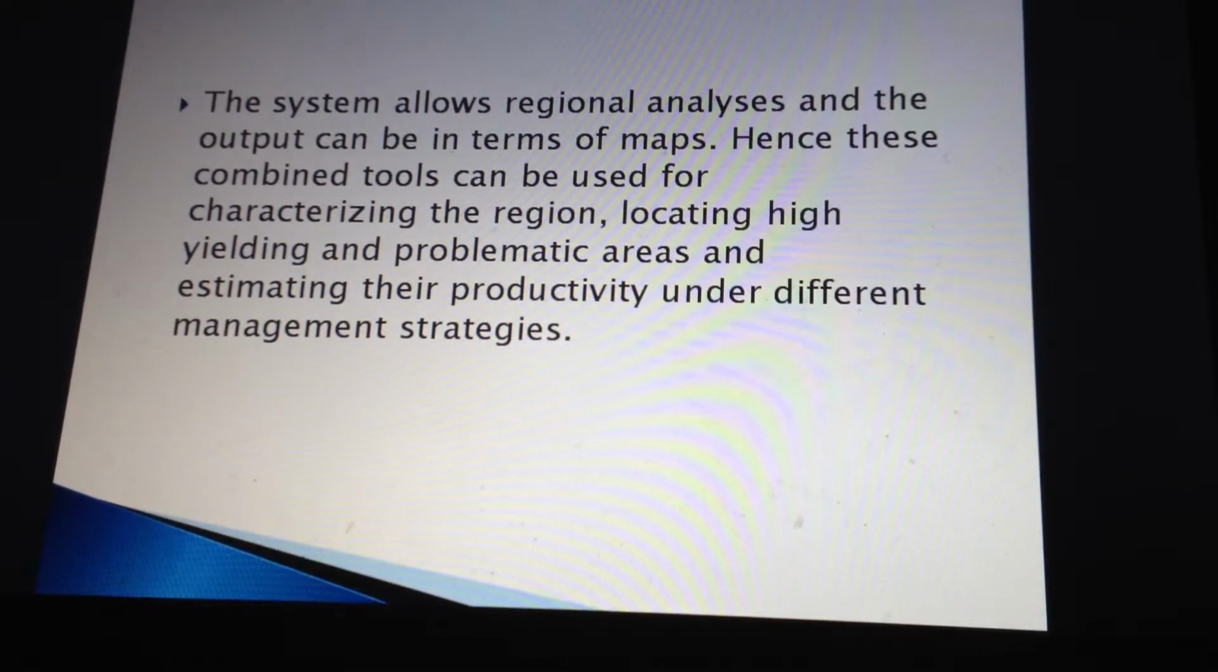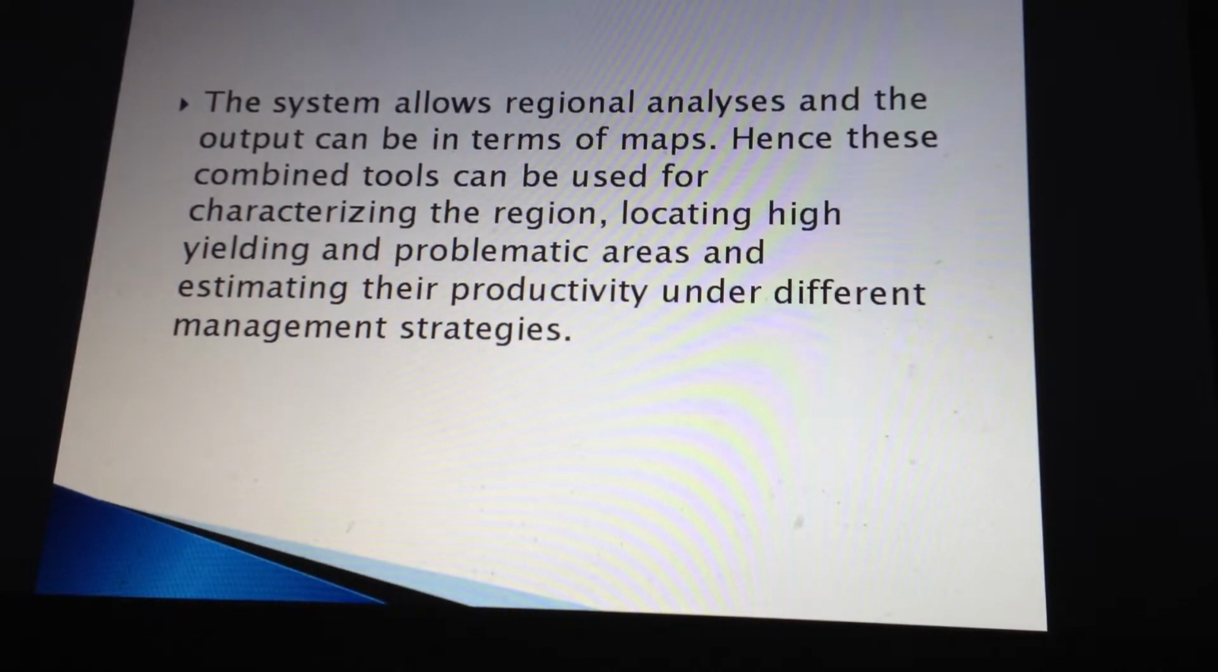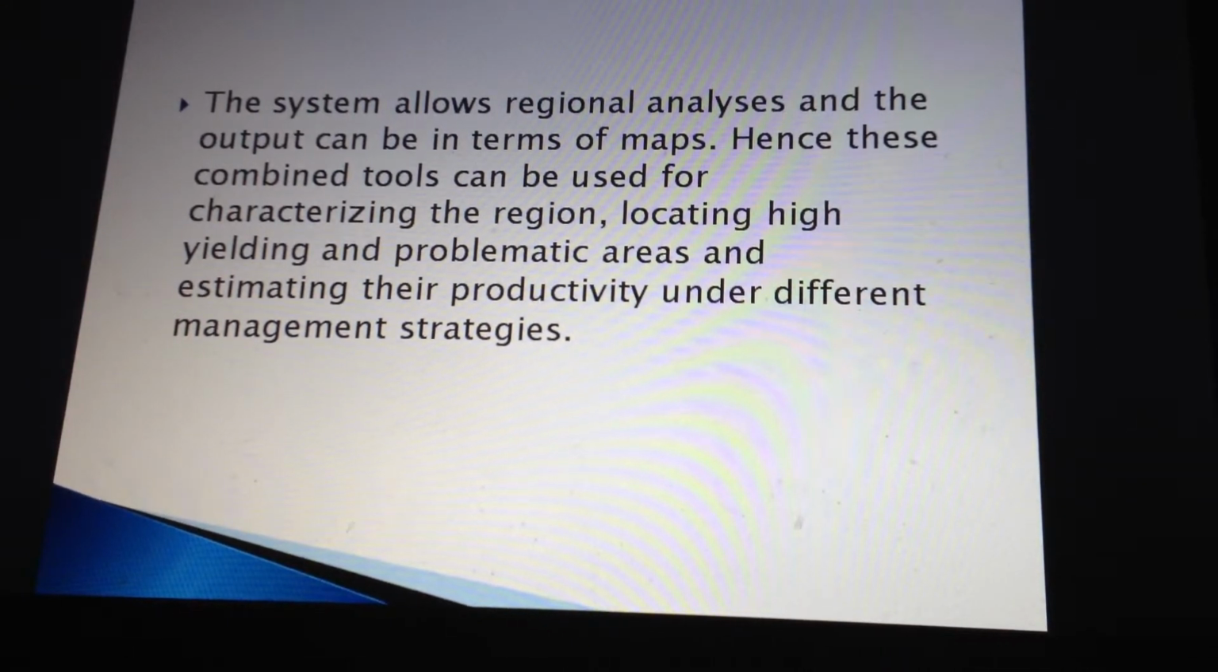Hence, these combined tools can be used for characterizing the region, locating high-yielding and problematic areas, and estimating their productivity under different management strategies.